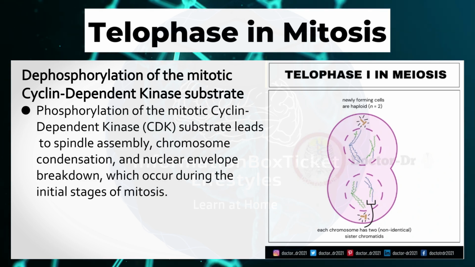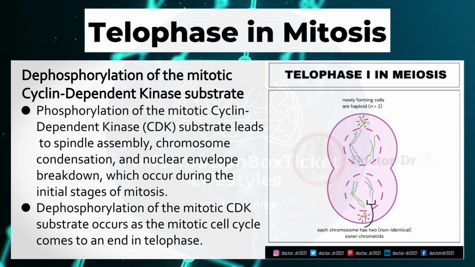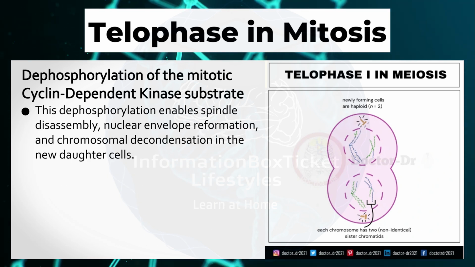Phosphorylation of the mitotic cyclin-dependent kinase substrate leads to spindle assembly, chromosome condensation, and nuclear envelope breakdown, which occurred during the initial stages of mitosis. Dephosphorylation of the mitotic cyclin-dependent kinase substrate occurs as the mitotic cell cycle comes to an end in telophase. This dephosphorylation enables spindle disassembly, nuclear envelope reformation, and chromosomal decondensation in the new daughter cells.